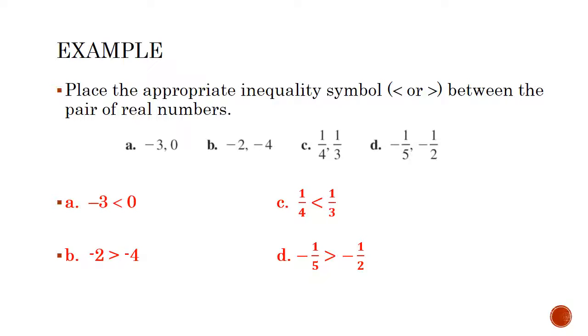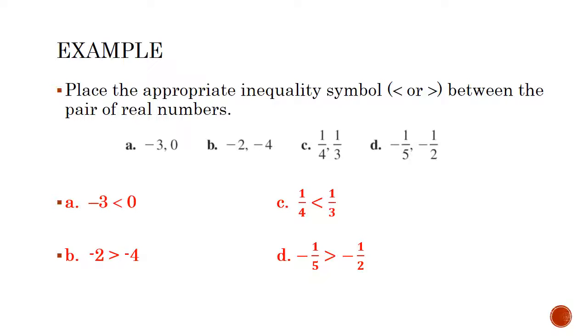If you're wondering why, you need to remember that the number farther to the left on the number line is the smaller number. Negatives can be very tricky, so be careful. C, 1/4 is less than 1/3. Again, converting these to decimal can be a big help. Sometimes it's really hard to picture where fractions lie in relationship to each other.